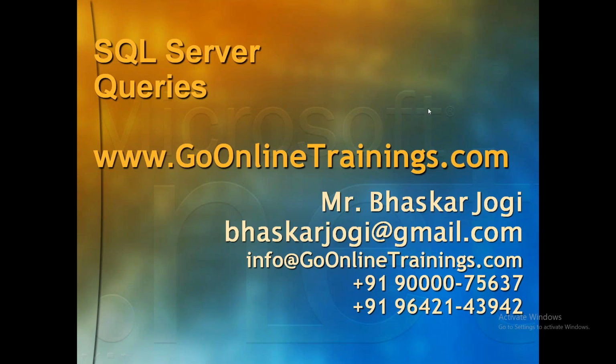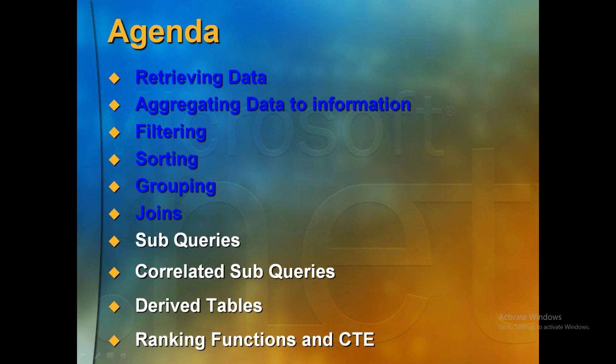We were discussing subqueries yesterday, and today we'll discuss correlation subqueries as well. There are two types of subqueries: one is called normal subqueries, that is general subqueries, and the other is correlation subqueries. These two are called subqueries. Clear? So what is a subquery?